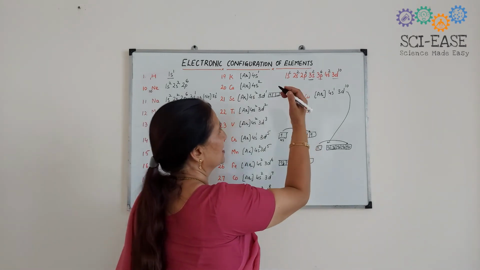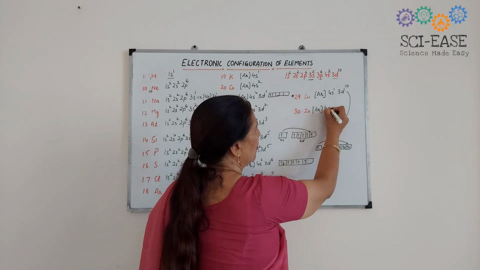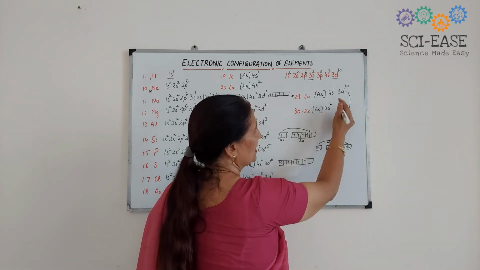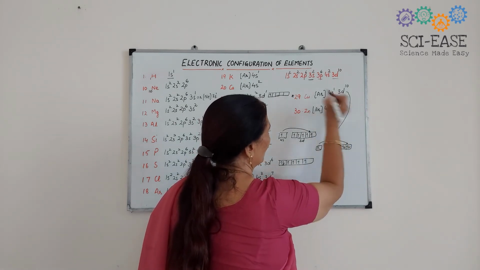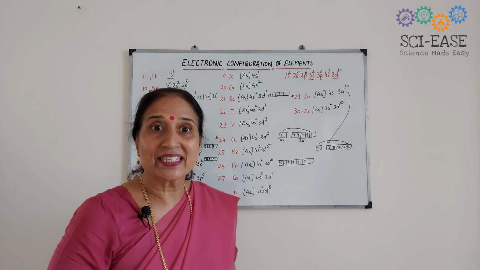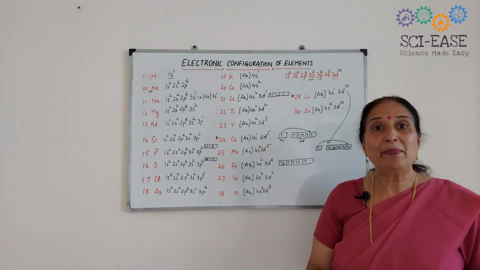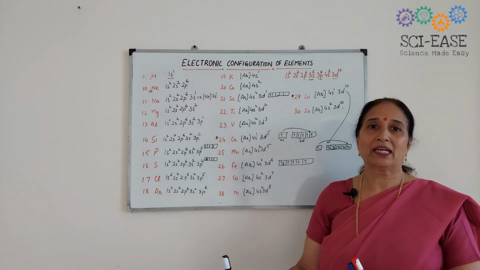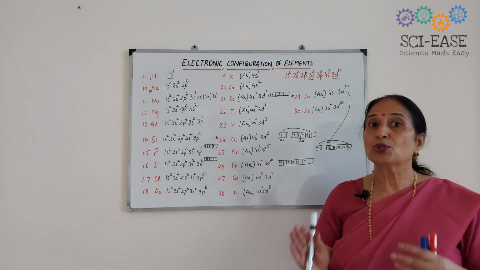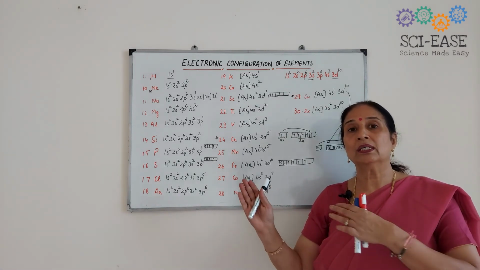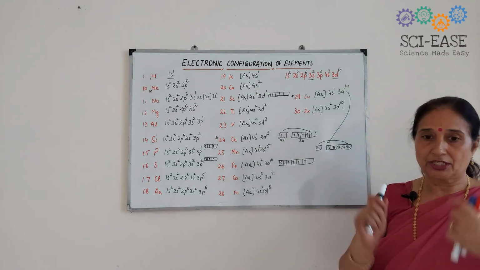Now come to zinc, argon core configuration. 4s2, fully filled 4s subshell and 3d subshell. So this is the electronic configuration of elements up to atomic number 30. These are very important. You should know them, and know the method of writing the electronic configuration.